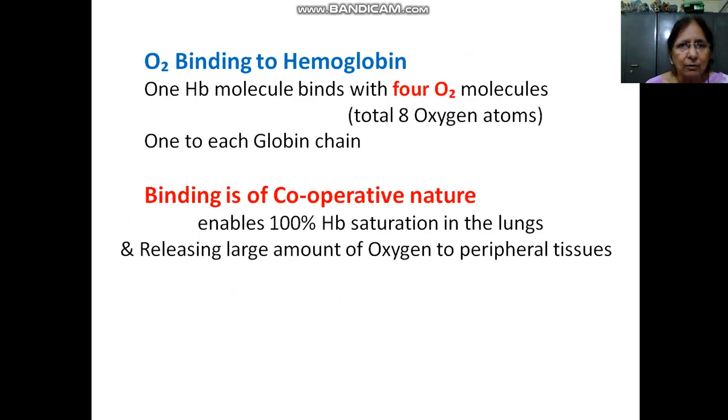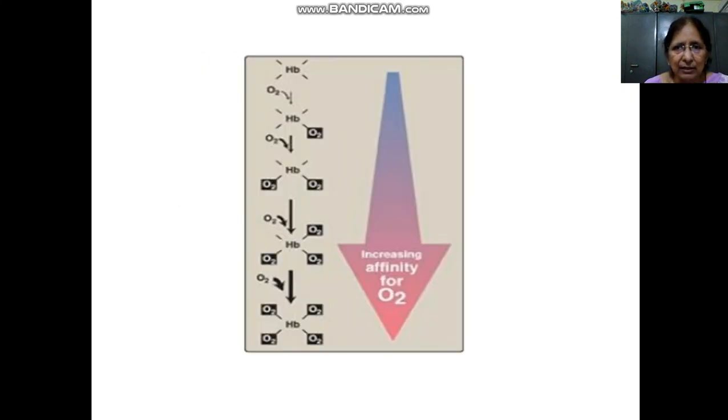Now coming to oxygen binding to hemoglobin. One hemoglobin molecule binds 4 oxygen molecules, that is a total of 8 oxygen atoms. This binding is cooperative in nature, and that enables hemoglobin to be 100% saturated in the lungs and to release a large amount of oxygen to the peripheral tissues where it is required. The binding of the first oxygen to hemoglobin facilitates the binding of the other 3 oxygen molecules, and that increases the affinity for oxygen.